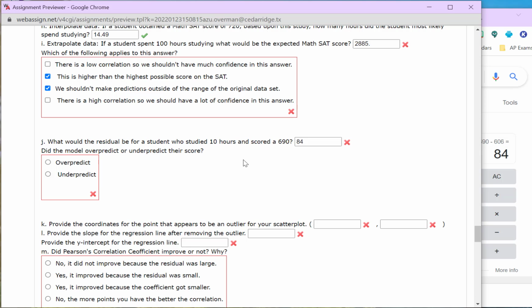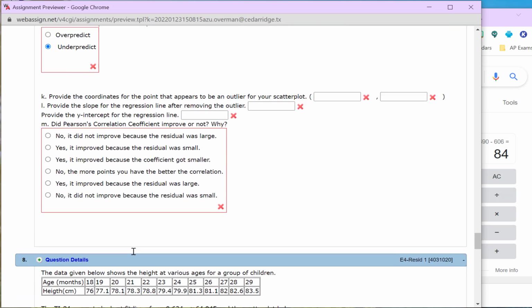So did it overpredict or underpredict? The actual is 690. We predicted a 606, which is under the actual. So we'll say underpredict.